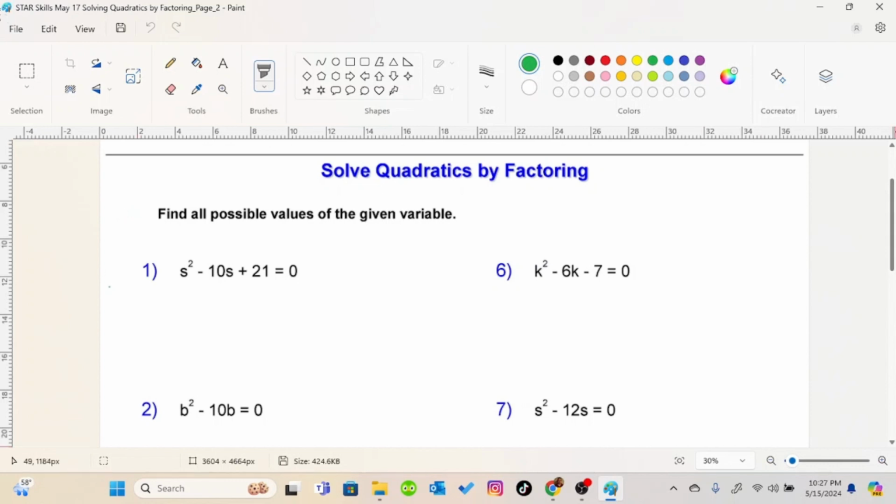So if we look at number 1, I know I'm multiplying two things together, and I'm getting 0 as the answer. To get s squared, I know that I'm multiplying s times s. Since the second symbol is plus, I know my signs are the same, and since my first symbol is minus, I know both my signs are minus. Now I need numbers that multiply to 21 but add to -10.